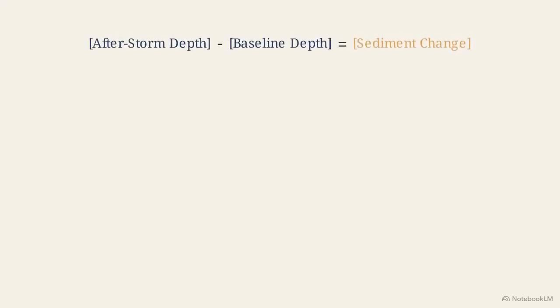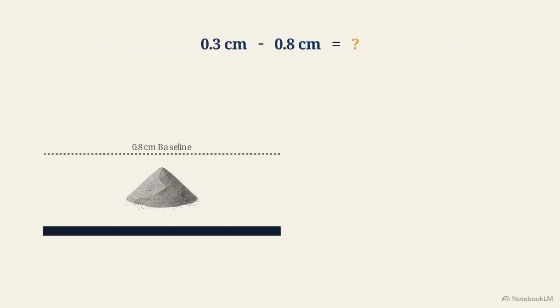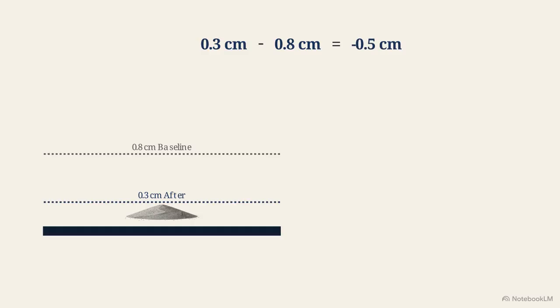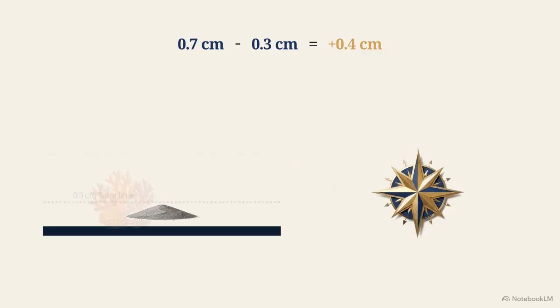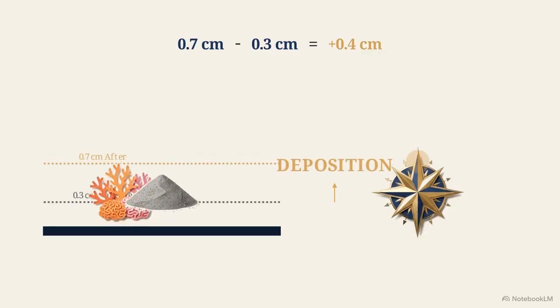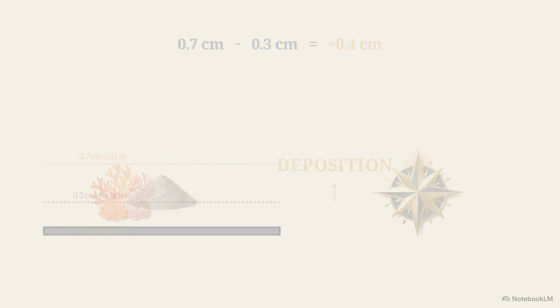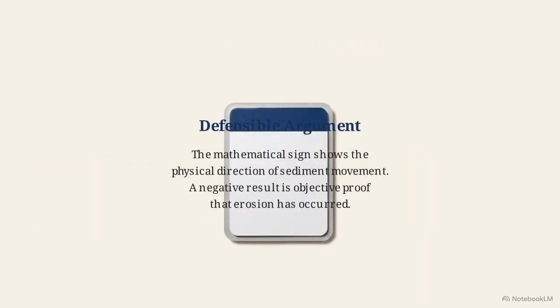To track how the ocean floor moved, students use this equation: subtract the baseline sediment depth from the after-storm depth. At Rocky Channel, the depth moved from 0.8 centimeters to 0.3, yielding negative 0.5. Students translate that sign into physical direction. A negative result means erosion, while a positive result indicates deposition.